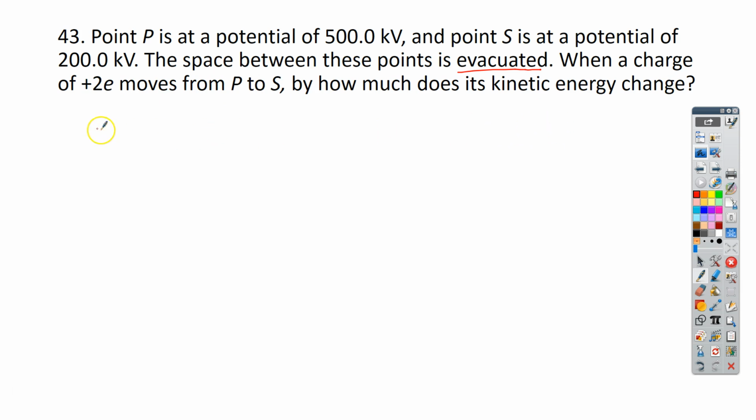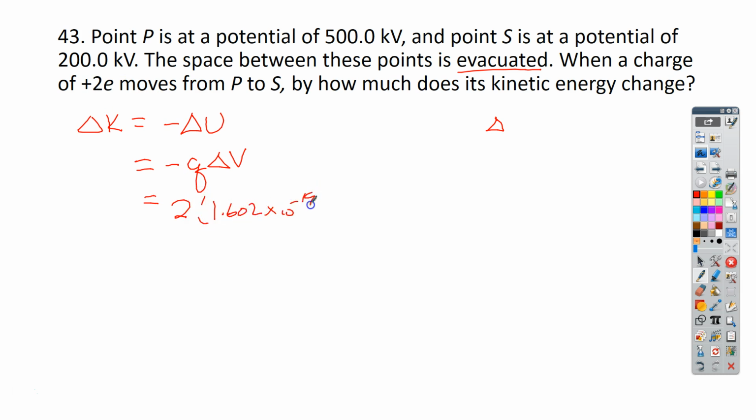So this one's about energy. We know that the change in kinetic energy is equal to negative delta U. Remember, delta U is equal to Q delta V. And that would be equal to, now because we have 2e, we're going to say 2 times 1.602 times 10 to the negative 19th.